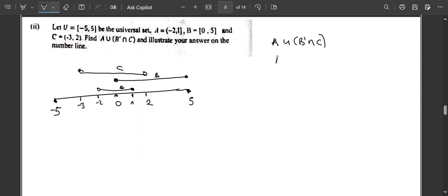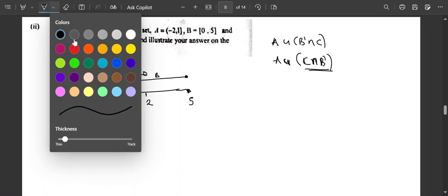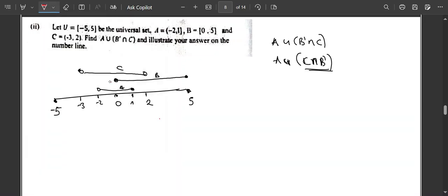This is as good as me writing A union, open bracket, C intersection B complement, which is subtraction, I said. So we are uniting. For here it's just addition, so let's concentrate here. So where is B complement? B complement is this side, right? So B complement is this side, and also this side.